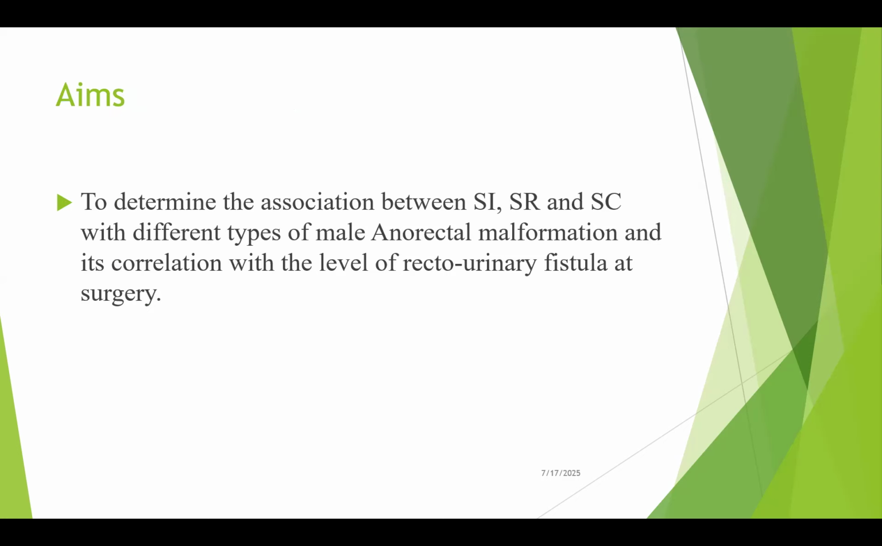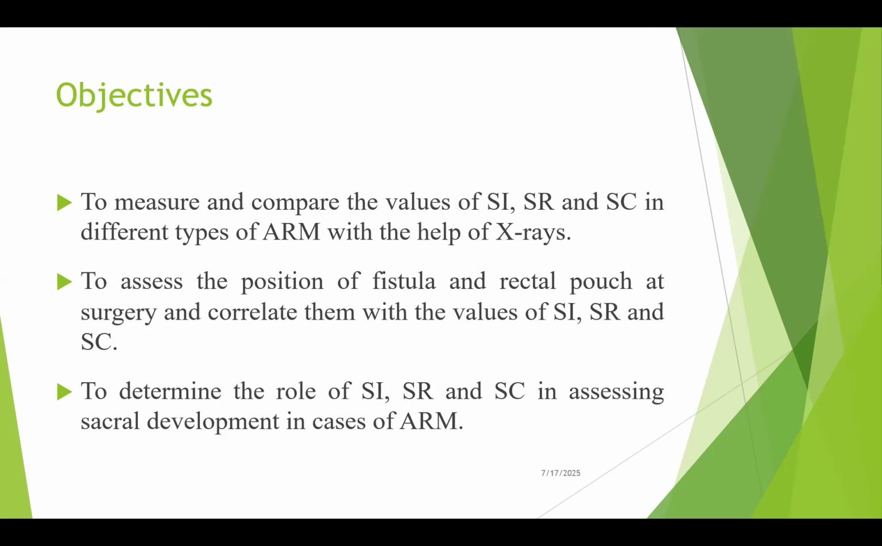The aim of the study was to determine the association between sacral index, sacral ratio, and sacral curvature with different types of male anorectal malformation and their correlation with the level of recto-urinary fistula at surgery. The objectives were to measure and compare the values of sacral index, sacral ratio, and sacral curvature in different types of ARM with the help of X-ray, to assess the position of fistula and rectal pouch at surgery and correlate them with these values, and to determine the role of sacral index, ratio, and curvature in assessing sacral development in cases of anorectal malformation.